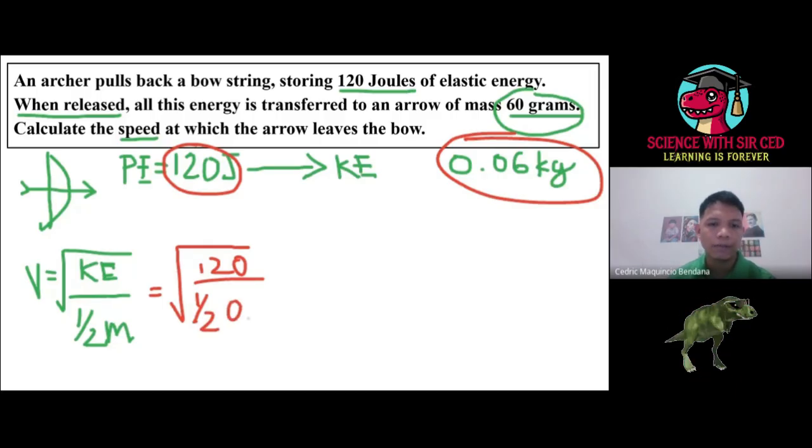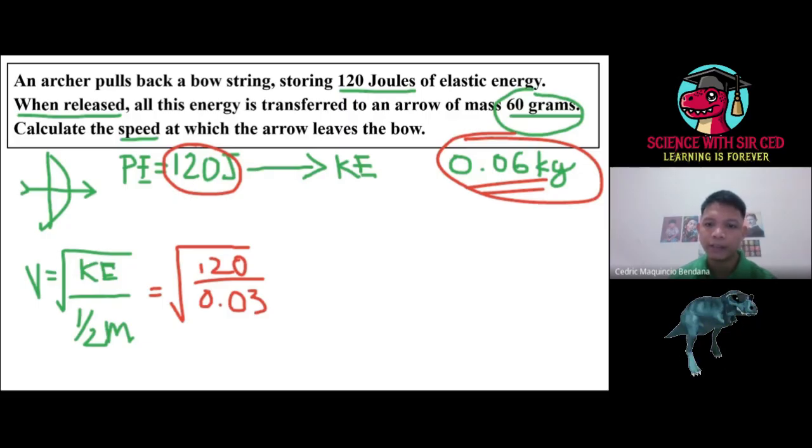Now, if we want to shortcut, we divide 0.06 by 2. So 0.06, let's divide it by 2. You are going to get 0.03. So instead of 1/2 of 0.06, let's change it into 0.03. How did we get 0.03? 1/2 mass. If your mass is 0.06, what is the half of 0.06? 0.03. Okay? So you will be having square root of 120 divided by 0.03.